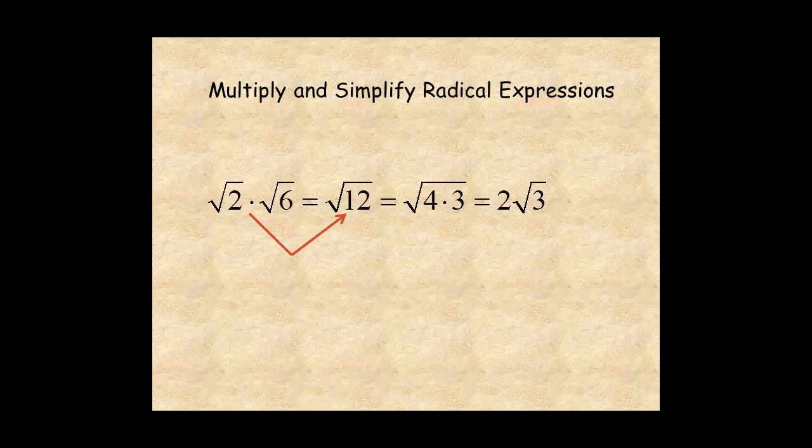Factor 12 into 4 times 3. Then since 4 is 2 squared, factor out 2, and 3 is left under the radical. The simplified form of the expression is 2 times radical 3.